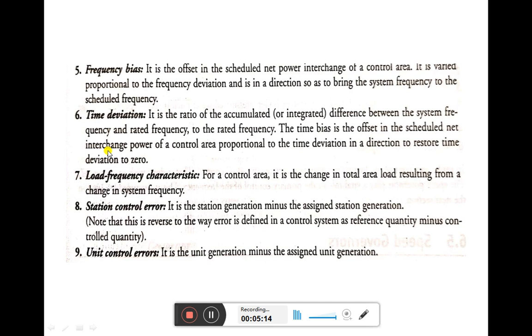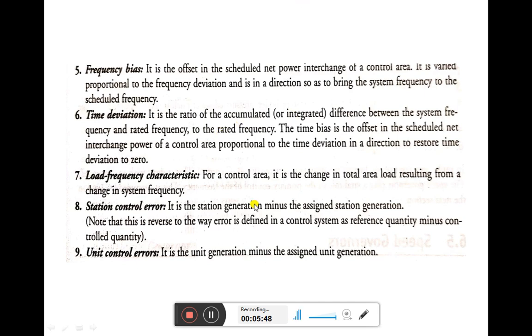Further, the time deviation is the ratio of the accumulated or integrated difference between the system frequency and rated frequency to the rated frequency. So time deviation is the ratio of two parameters: the accumulated difference between system frequency and rated frequency, which we take in the numerator, and in the denominator we take the rated frequency.